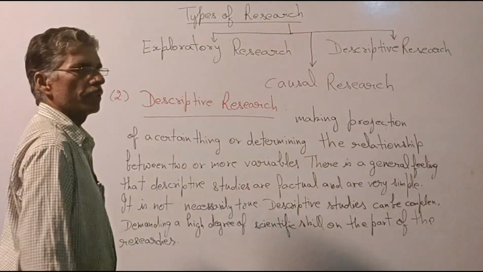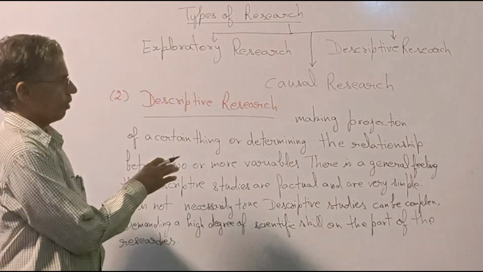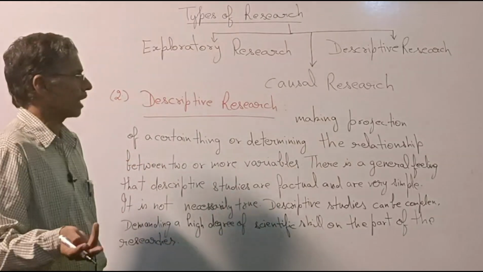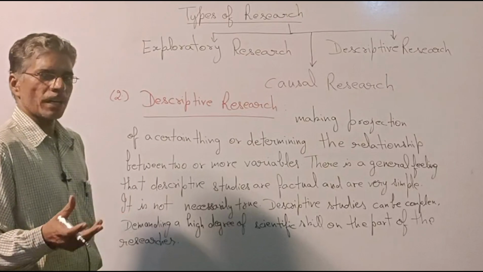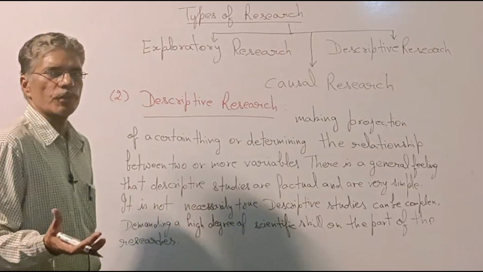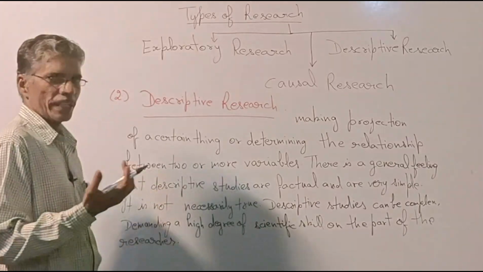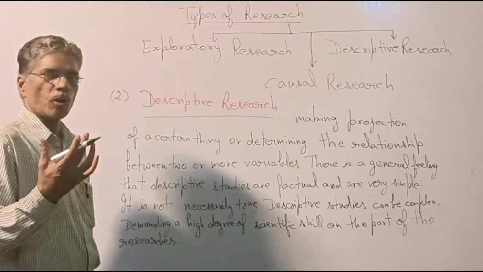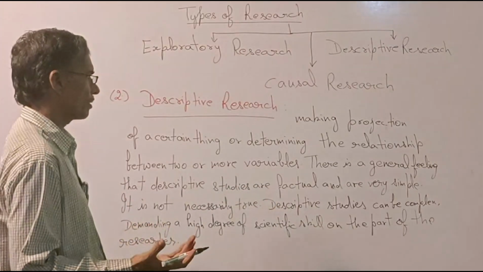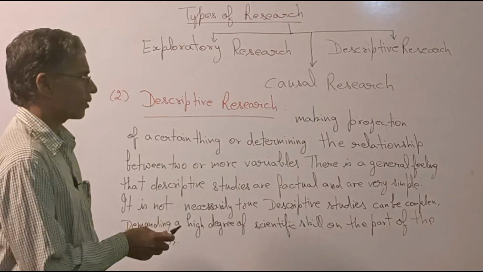So you have seen, ladies and gentlemen, making projection of certain things or determining the relationship between two or more variables. Descriptive studies are usually carried out to make projection for certain things and establish a relationship between two or more variables. Is there any relationship between one variable like age or sex or occupation or income? There is generally a feeling that descriptive studies are factual.